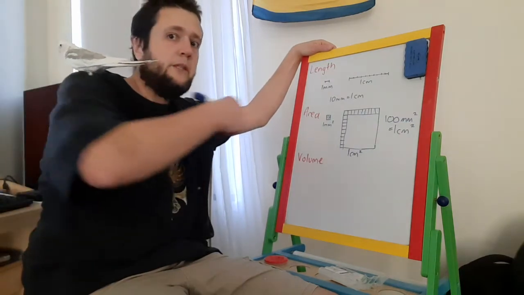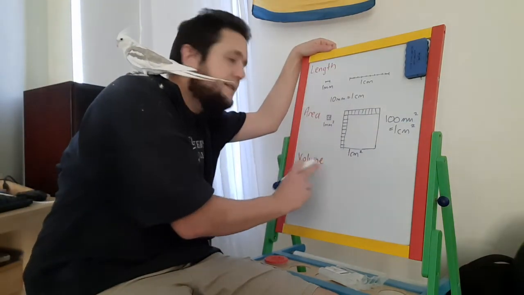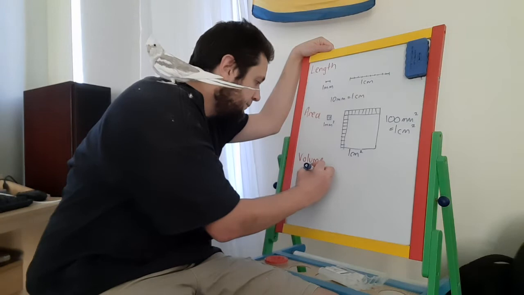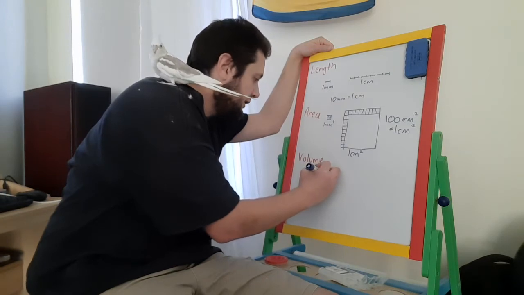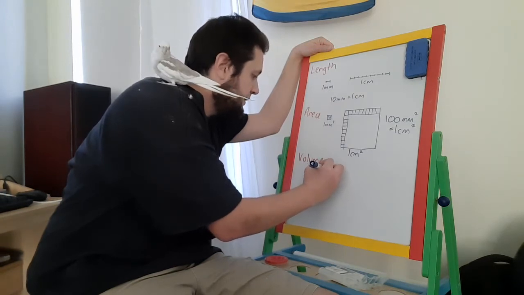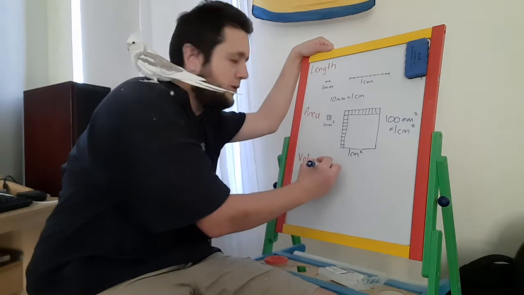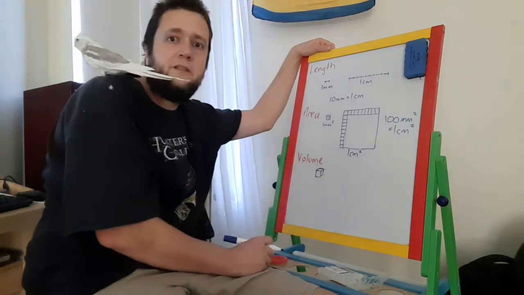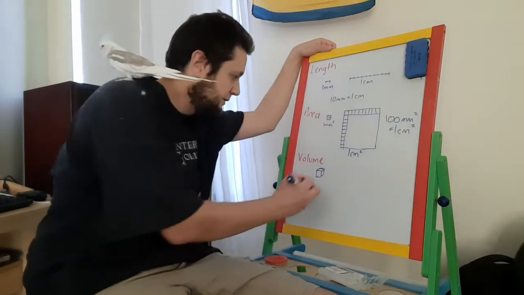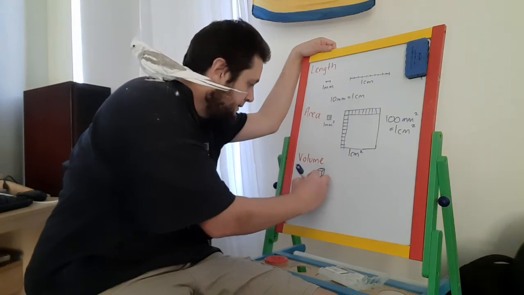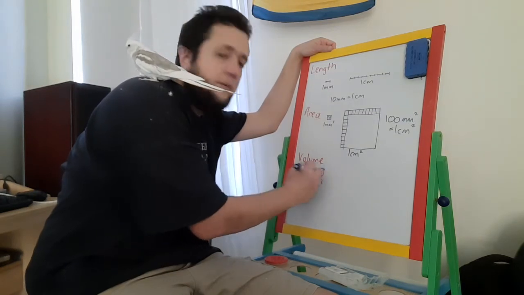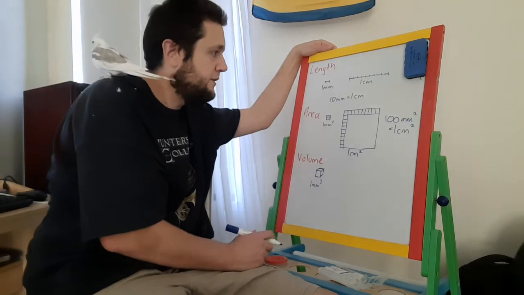Oh, bird just popped on. Let's take it to volume. Let's try and present what 1 millimeter cubed would look like. We're in 3 dimensions now. Looks like one of those little counting blocks they used to have in primary school. All right? So it's 1 millimeter by 1 millimeter by 1 millimeter in each direction.